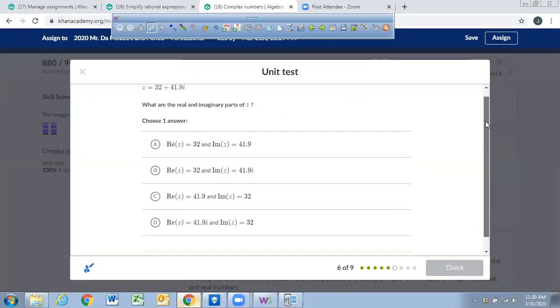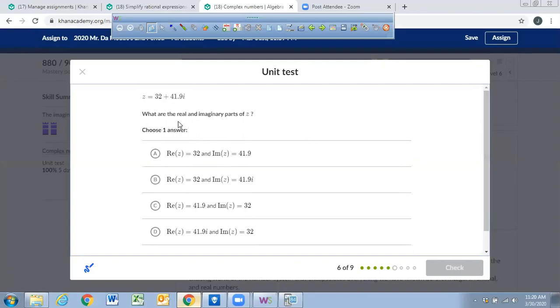All right, so here we go. It says, what are the real and imaginary parts of Z? So look at this question. Zane, can you read that for me? Can you see it okay on your end? Yeah, Z equals 32 plus 41.9i. Perfect, okay. So Josh, which do you think is the real and which is the imaginary? What would you name it? The real is 32 and the imaginary is 41.9.